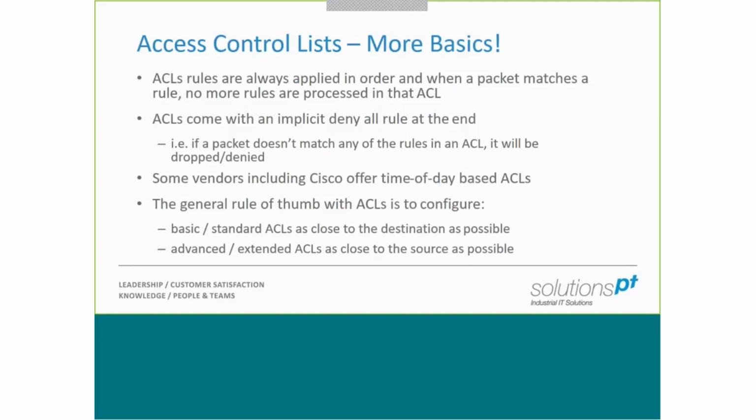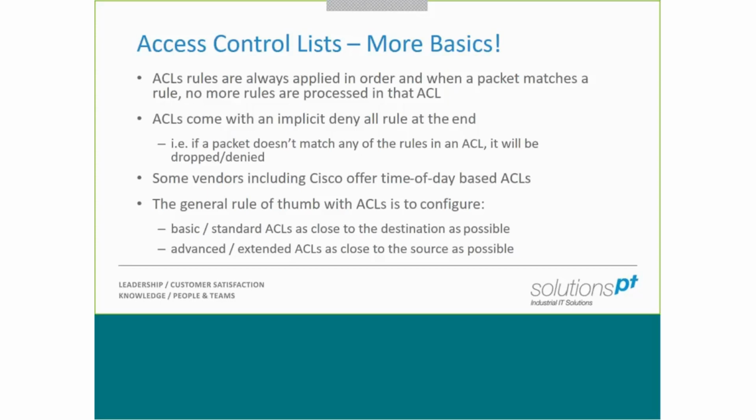If we find a match, then we either permit or deny, depending on what we've written in the rule, and at that point, the ACL is no longer processed. So once there's a match, that's it. The ACL's no longer processed, no more rules are applied, we've already decided what we're doing with the packet.